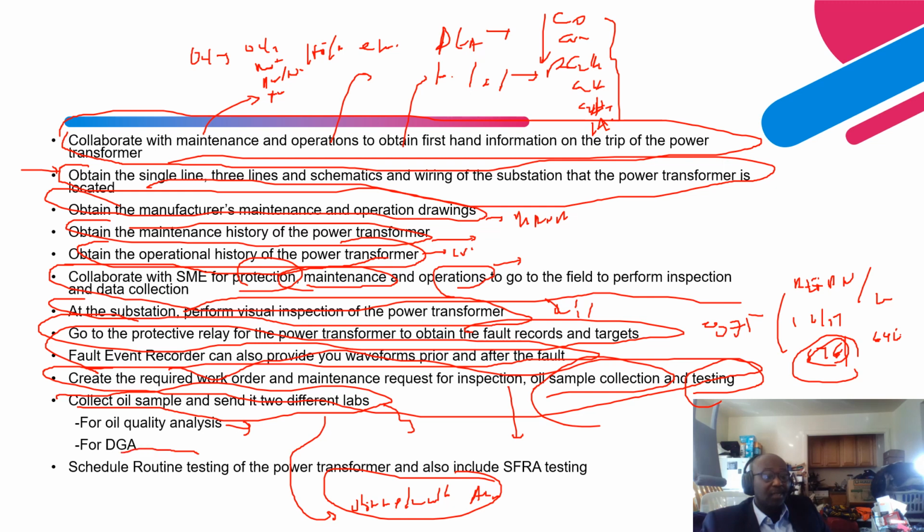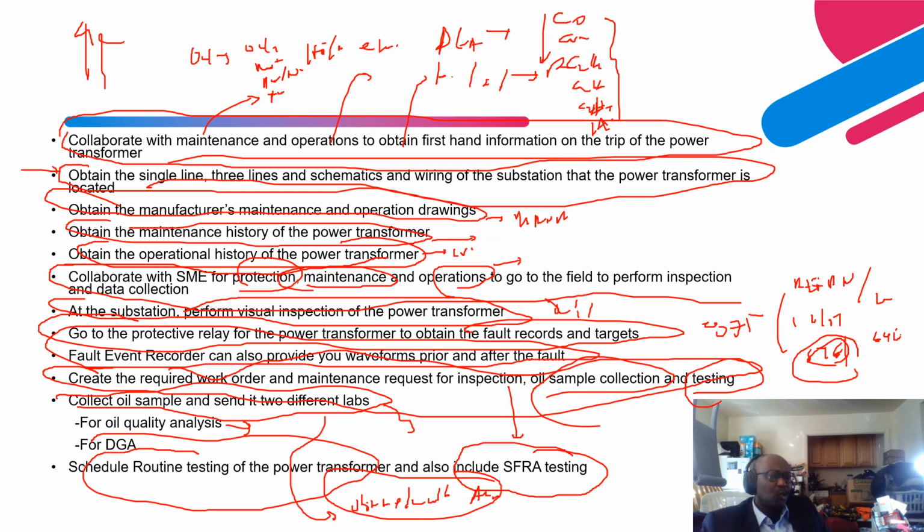Then you schedule the testing on the transformer. Based on the protective relay records, you've been able to substantiate and validate that indeed the transformer experienced a through fault or closing fault. Then you need to perform SFRA testing. Because what the closing fault or the through fault does is that the fault current is so huge that it creates a huge electromagnetic force that moves and shakes the active component of the transformer, the core and coil.